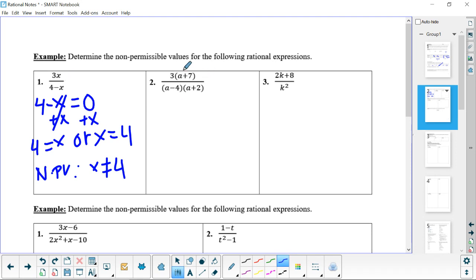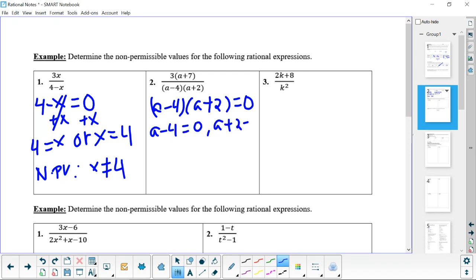Let's do the next question, question number 2. I have two expressions in my denominator. I'm going to set them equal to 0. Here I have the product of these two expressions equal to 0. It means that either a minus 4 is equal to 0 or a plus 2 is equal to 0. Let's solve for a. From here, I'll get a equal to 4 and a equal to negative 2.